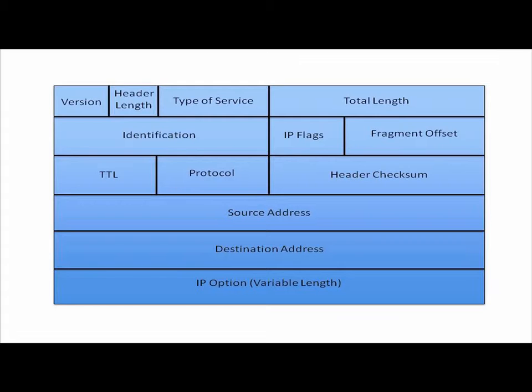Notice that we have source address and destination address fields. It's here in an IP version 4 packet where we have a 32-bit IP address saying where the packet's coming from, where the packet is destined.